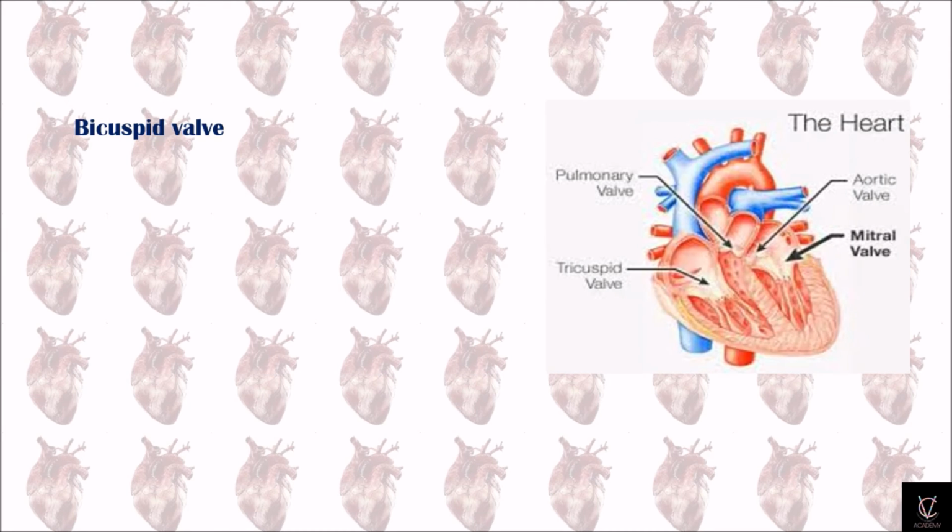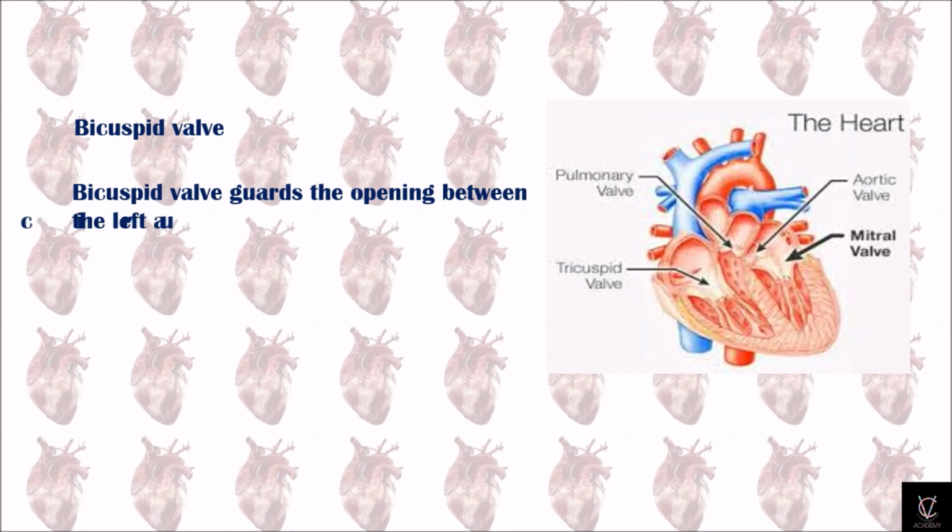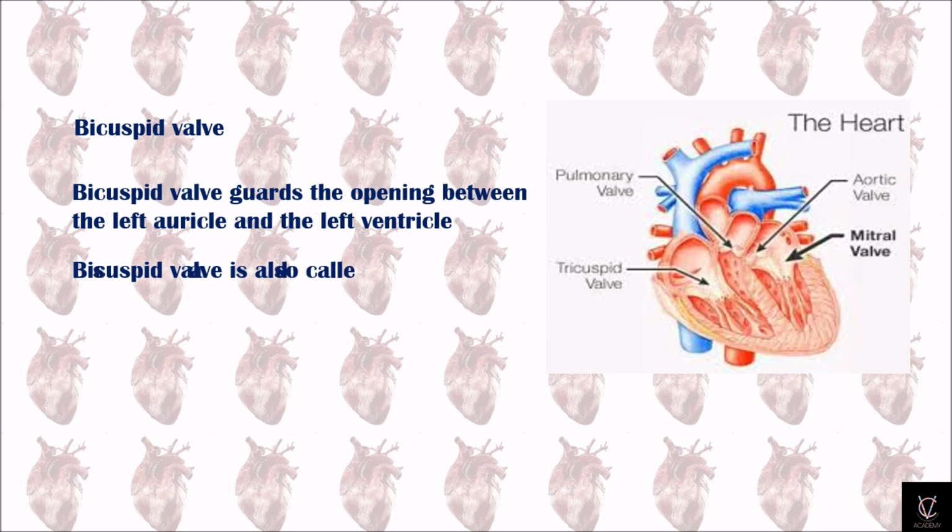Coming to the bicuspid valve. The bicuspid valve guards the opening between the left auricle and the left ventricle. So we can see it very clearly. Where is the valve? The bicuspid valve is also called the mitral valve. So what is the other name for the bicuspid valve? If they ask, we can say it is the mitral valve.